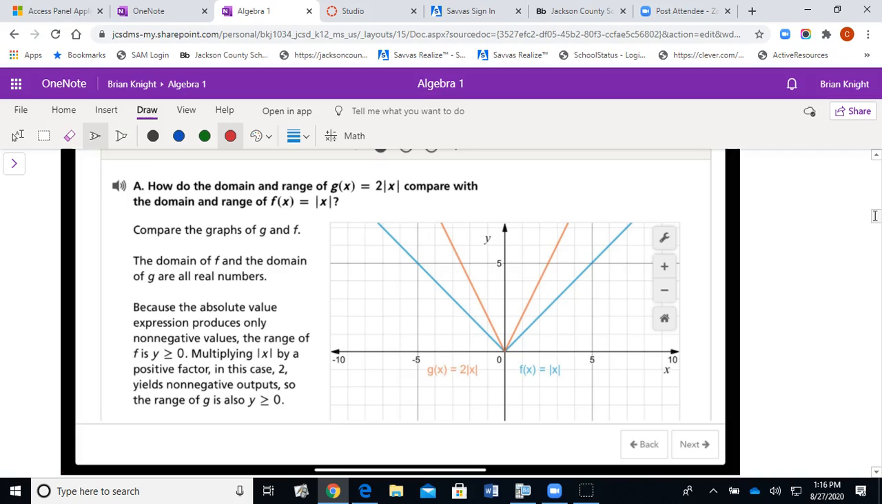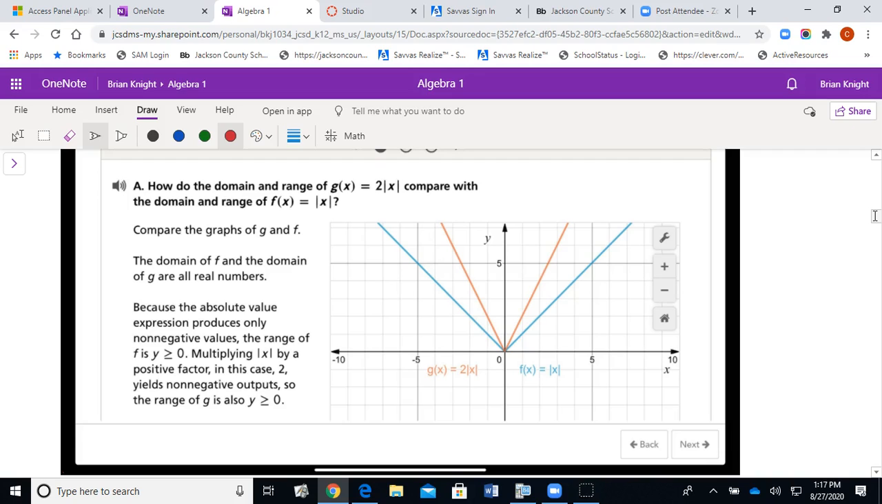The only thing that changes is the graph. The graph is skinnier. So that's why it says the domain is still all real numbers. The range, it says, is still y is greater than or equal to 0. So multiplying it by 2 didn't change the domain and range.